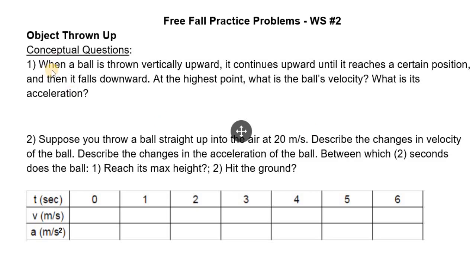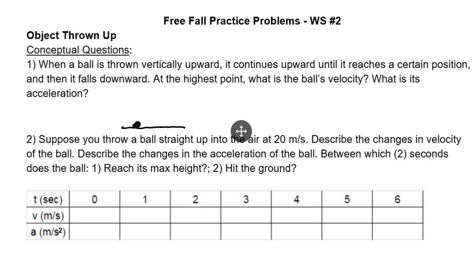So the first question, it looks like we have a conceptual question. It says, when a ball is thrown vertically upward, it continues upward until it reaches a certain position, and then it falls downward. At the highest point, what is the ball's velocity? What is its acceleration?